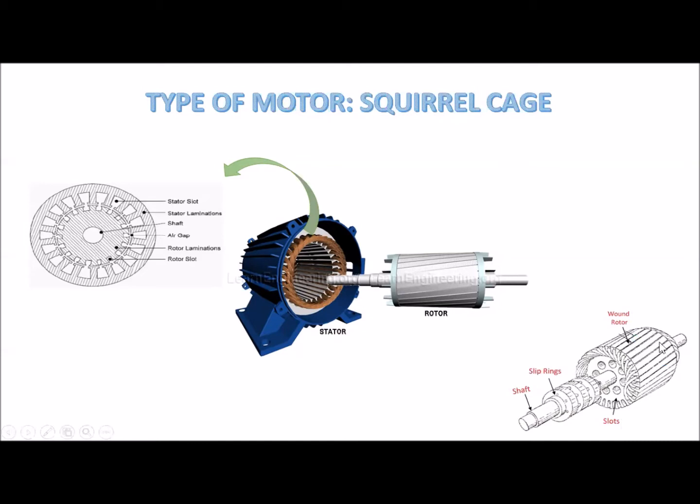Okay, this is the wound rotor, because the squirrel cage doesn't have slip rings like this. In the wound rotor it has slip rings, but in the squirrel cage, at the rotor over here, it doesn't have slip rings. So the squirrel cage can cut the cost of maintenance. Besides that, the squirrel cage has two main parts, which are the stator and rotor.